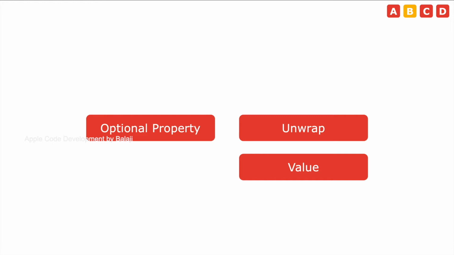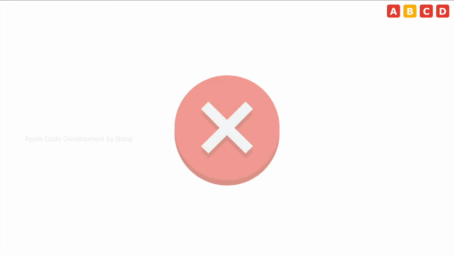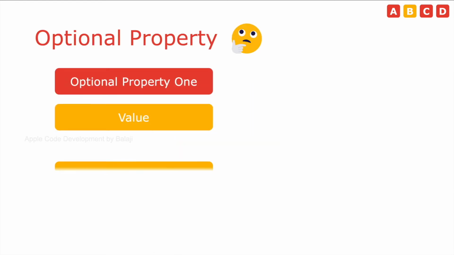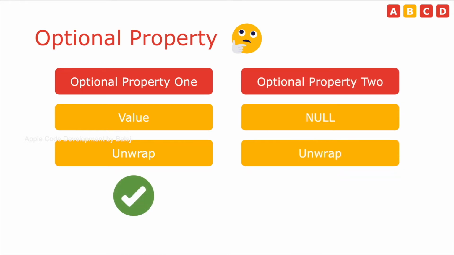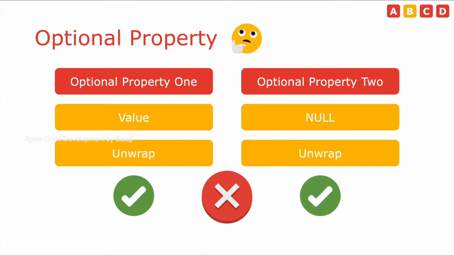Let's consider that the optional property does not have any value and we are trying to unwrap it. So, what will happen? It will try to unwrap the value nil. It can't actually, so it will throw an error. If it has any value, it will unwrap the value and return it. It will work. Whether it might have a value or might not have a value, our code should work properly. It should not show any error while unwrapping.